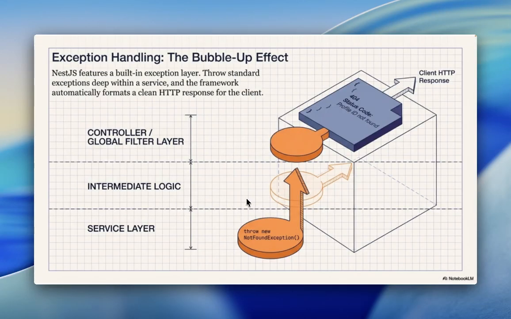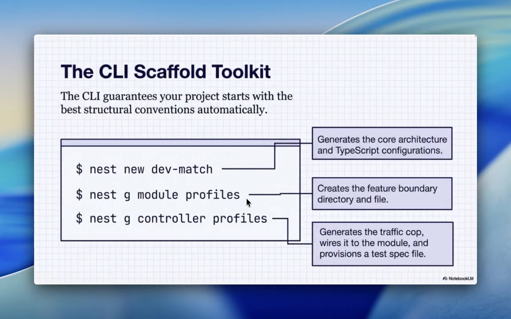Exception handling, the bubble-up effect. NestJS features a built-in exception layer: throw a standard exception deep within a service, and the framework automatically formats a clean HTTP response for the client. Controller or global filter layer, intermediate logic, service layer. 404 status code, profile ID not found, client HTTP response, throw new NotFoundException.